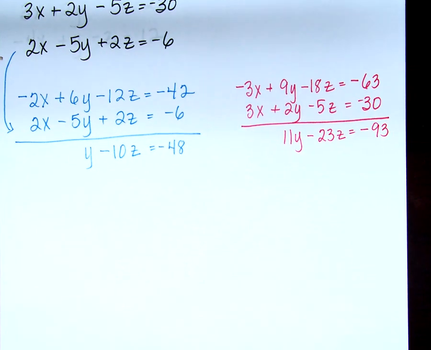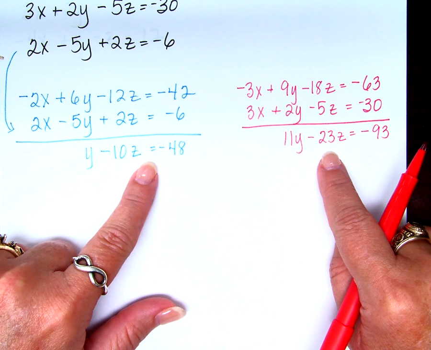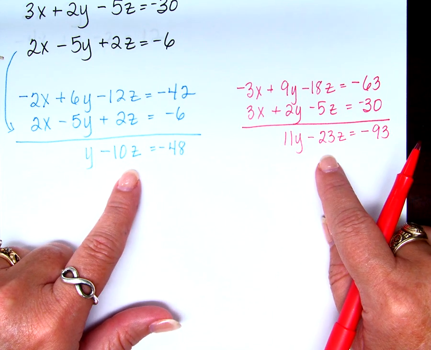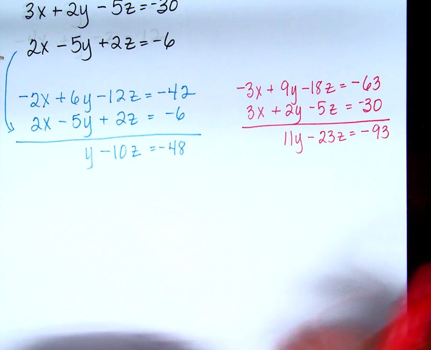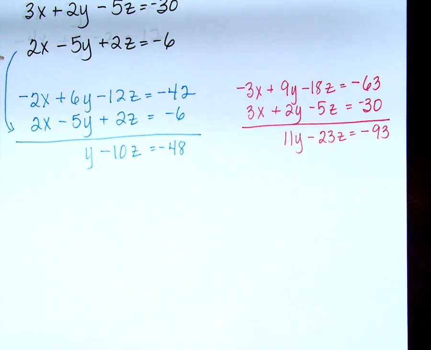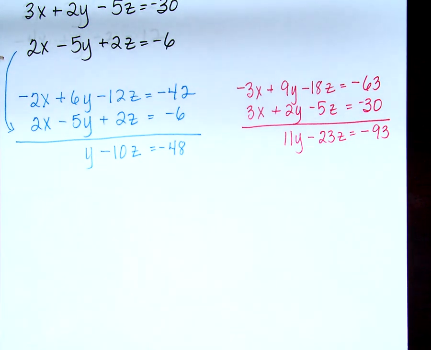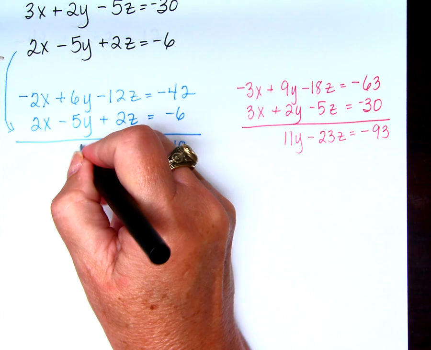So now I have two equations with y and z. Isn't that nice? Now what do I do? If I combine them, will anything eliminate? No. So I want to combine them in such a way that one will eliminate. Yeah, I kind of start over, don't I? Multiply it. But with these two, what do you want to multiply by? Negative 11. So multiply this one by negative 11.